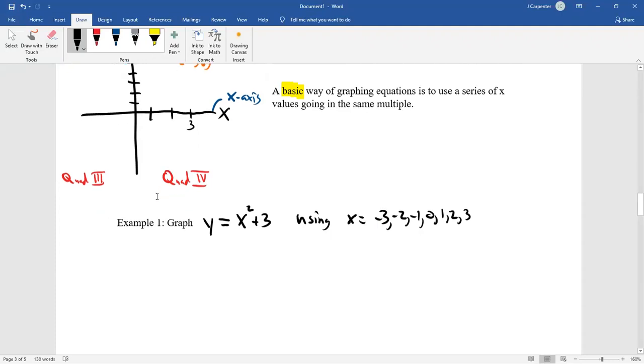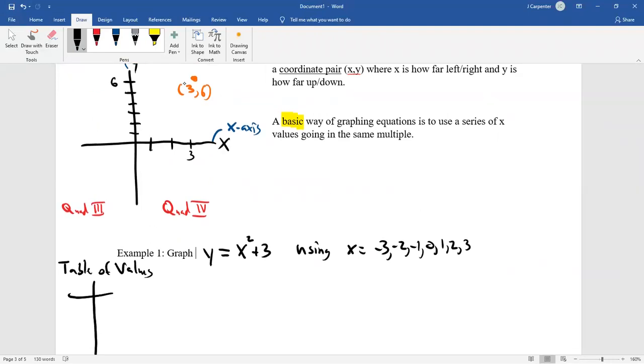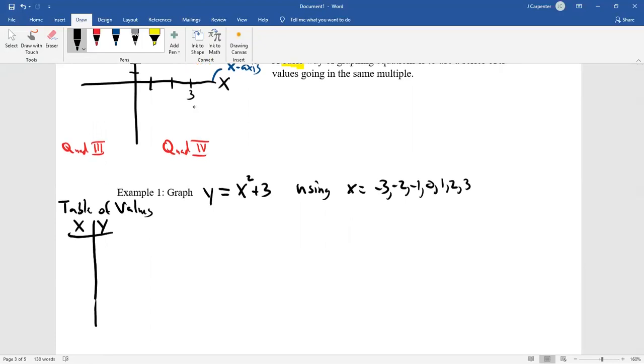So what we're going to do is create a table of values. In a table of values, instead of doing coordinates, so like this point 3, 6 in parentheses would just be a 3 on the left and a 6 on the right, because the left column represents the x values, the right column represents the y values. Now we're starting out with these -3 through +3, so those are all x values. They have to go on the left. Probably going to need a little more. -3, -2, -1, 0, 1, 2, 3.